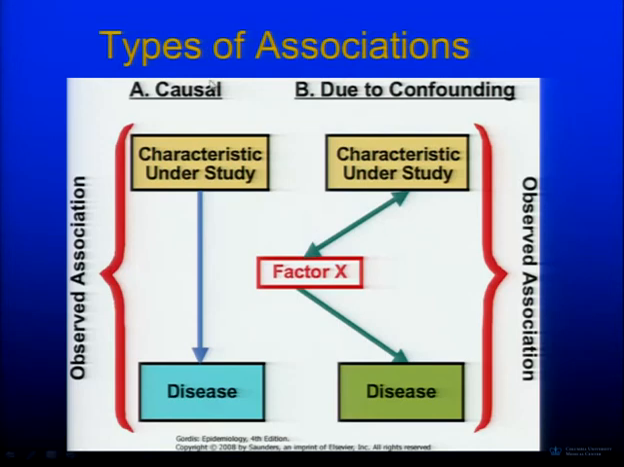So we have causal associations where the characteristic under study leads to the disease. It could be that there's something else due to confounding, where it's not that characteristic under study leading to disease, but, just like our definition of confounding, we have an association between that characteristic and factor X. So this arrow could be one direction or both directions. But factor X, we know, clearly causes disease. So that fits the definition of a confounder, and that could be why we see the association.